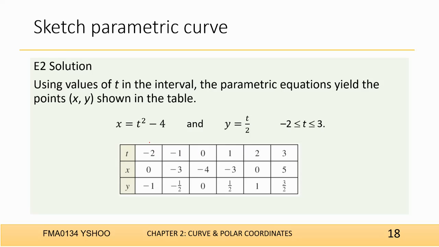So what you do, you substitute -2 into here for x, so you will get 0. And if you substitute -2 into the y, you will get -1. So 4 for this ordered answer.